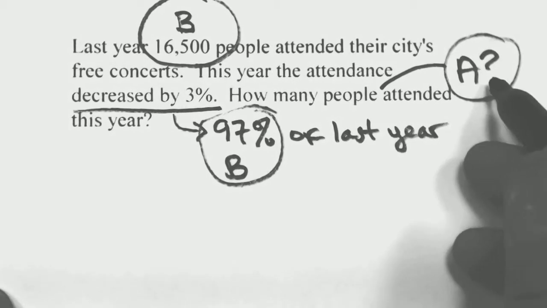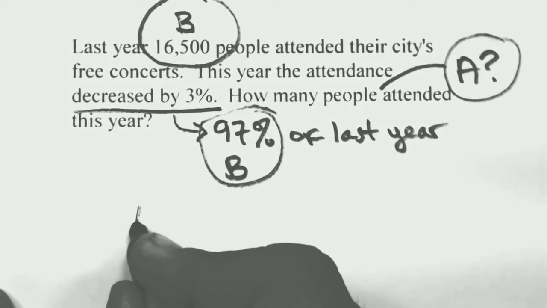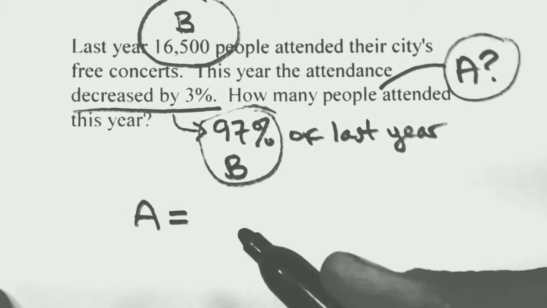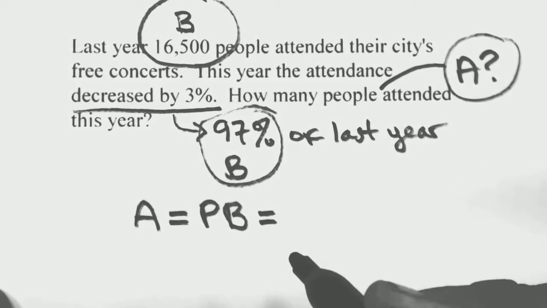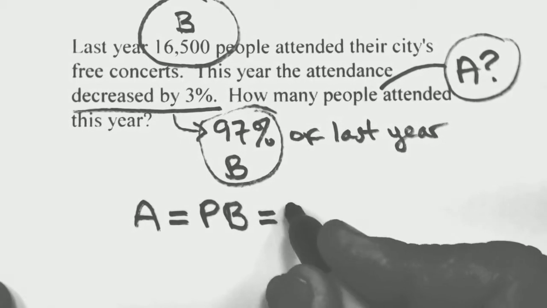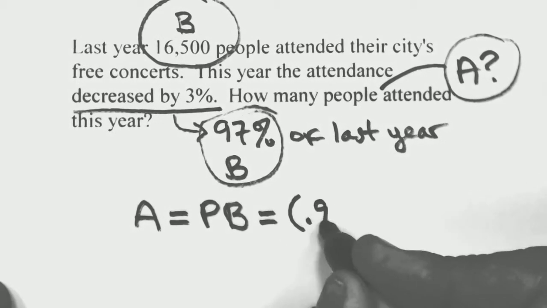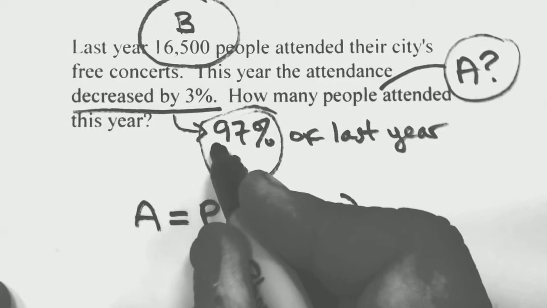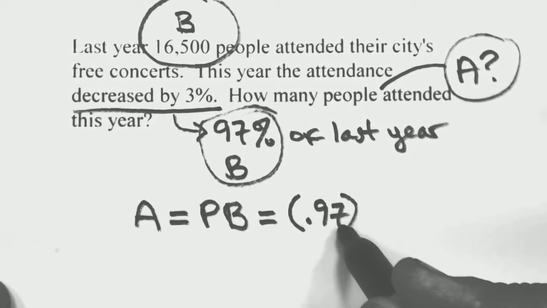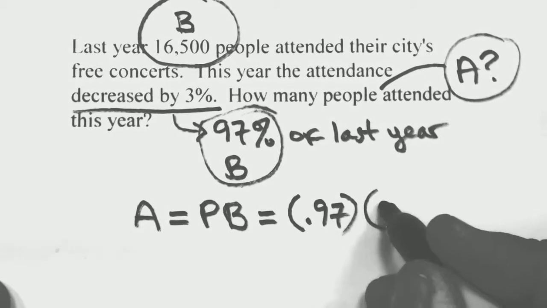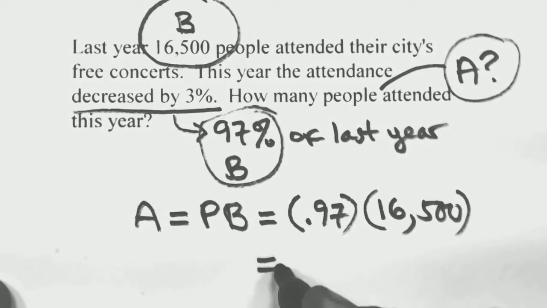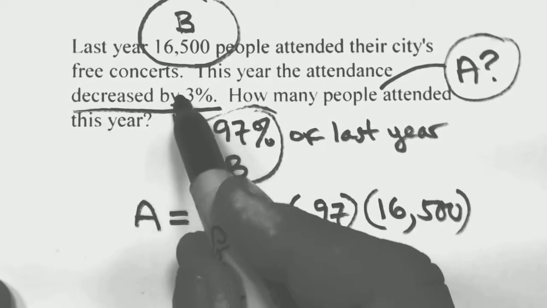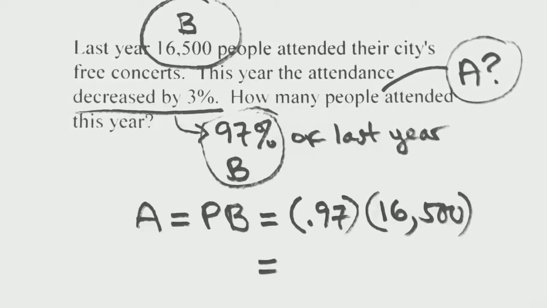But anyway, doing it here, we're solving for A. A is the main part of the formula. A equals P times B, so I don't think you need the triangle for this. The percent, 0.97. I'm going to convert the percent to a decimal. Here it is, 0.97, and the base, 16,500. Okay, well, the amount this year, since it went down, should be somewhat less than this. 3% is not a whole lot.